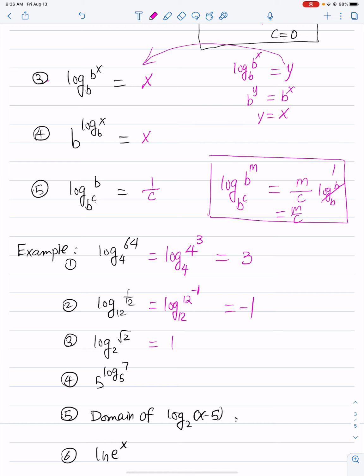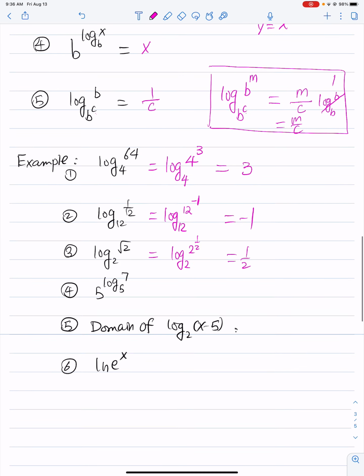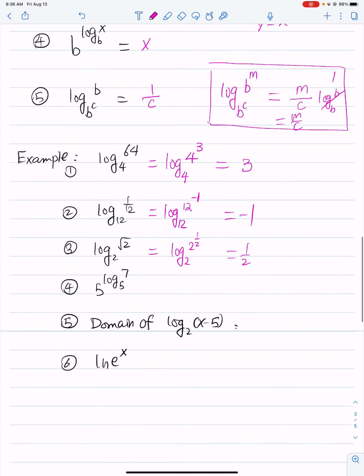log_2 of square root of 2. log_2 of square root of 2 means what? 2 to the half. So it's one half. Yeah, 5 to the log_5 7. What happens here? 5 base, log_5. So b to the log_b x. So what does this thing equal to? 7. ln e^x. This one is a little bit trickier. ln is actually log base e. So what happens here? The bases are the same. Yeah. So what does this thing equal to?